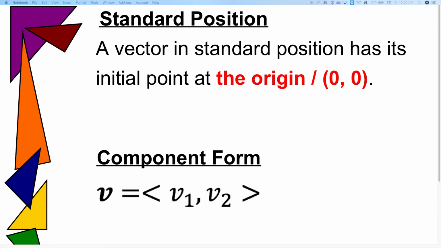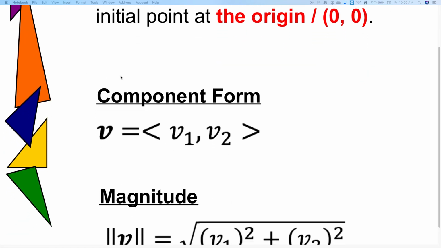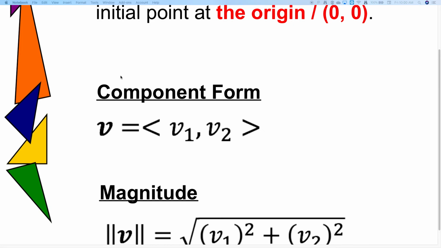So component form looks like v equals, and then you have angled brackets instead of parentheses. So this is going to be important. If you're using parentheses, you'll lose points. You've got to use the correct notation. Okay. And there's a v sub 1 and a v sub 2. So every vector has two components.